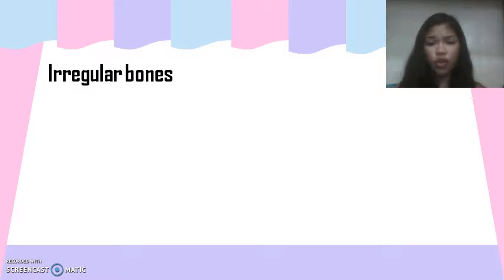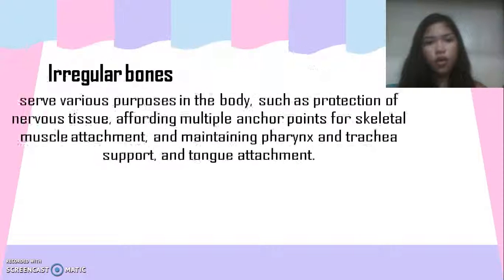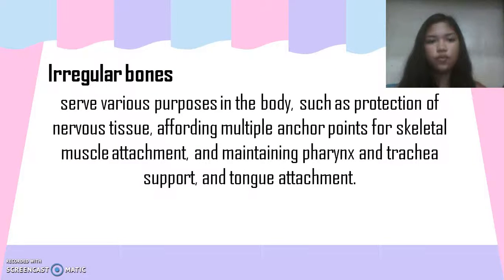Next one is the irregular bones. Do you know what are the irregular bones? Irregular bones serve various purposes in the body, such as protection of the nervous tissue, affording multiple anchor points for skeletal muscle attachment, and maintaining pharynx and trachea support and tongue attachment.